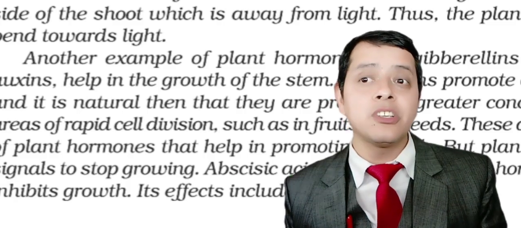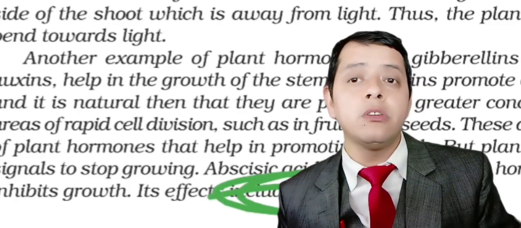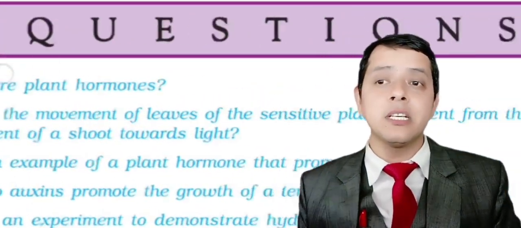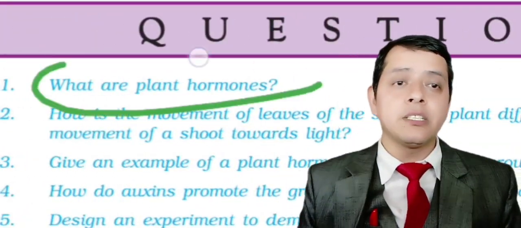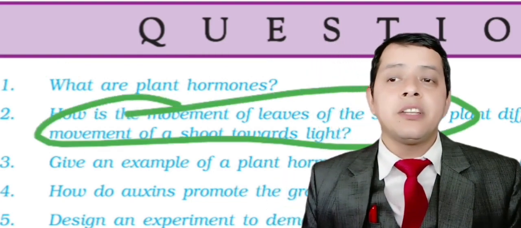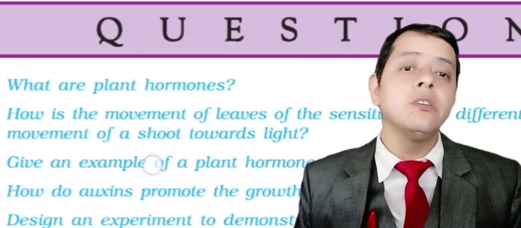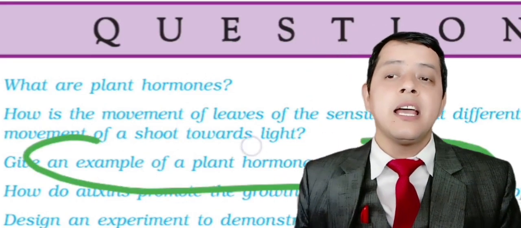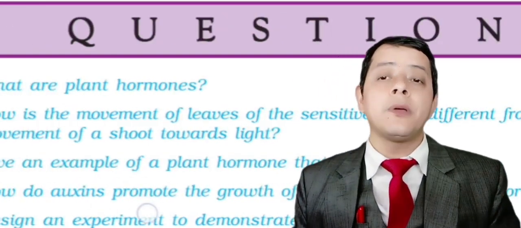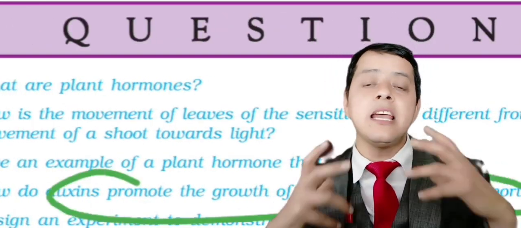Let's understand some questions. What are plant hormones? We know plant hormones are auxins, gibberellins, cytokinins. They help in control and coordination. How does the leaf or sensitive plant respond towards the light? We know that it is phototropic movement. Then it says: give an example of a plant hormone that promotes growth. Auxins. Yes, auxins promote the growth of tendrils around the support, which is called thigmotropic movement. There are so many things.